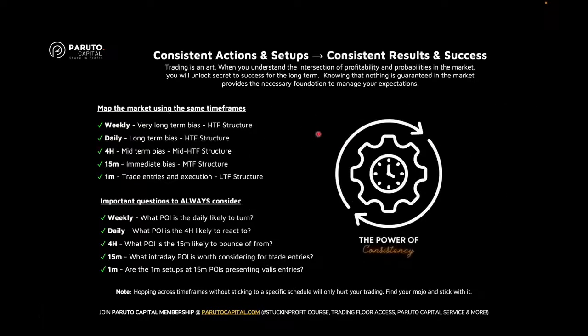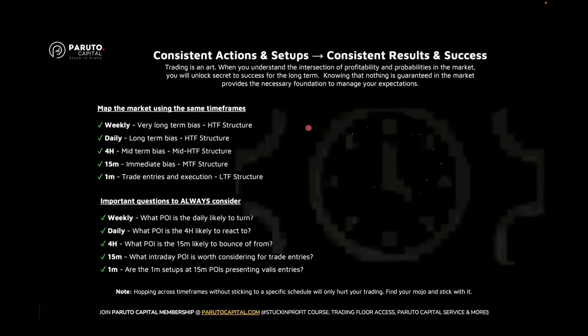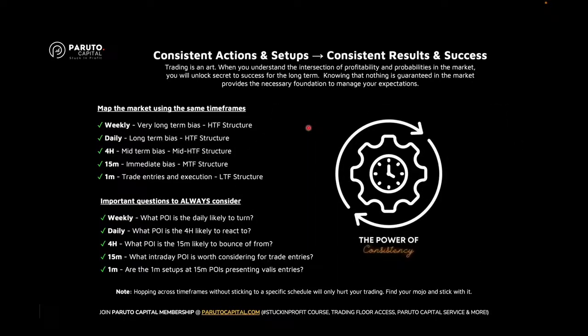Now the most important thing you have to draw from this is this: consistent actions, consistent setups, will lead to consistent results and success. Trading is an art, right? And you have to understand the intersection of profitability and probabilities in the market. From the trade I took, you saw that the first setup ended up as a loss, but the second one gave us a win, right? So you must understand that if you map the market correctly, the same way every single time, eventually your edge is going to play out, and then you would have success, right?